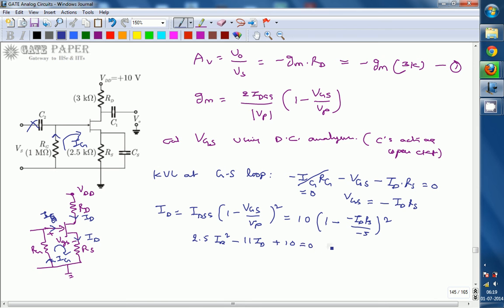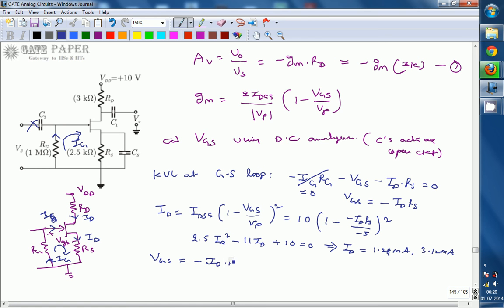By using the quadratic formula, minus b plus or minus square root of b square minus 4ac by 2a, you can calculate the ID values. ID values come out as 1.28 milliamperes and 3.12 milliamperes. Out of these two values, which value do you have to choose? For that, calculate VGS. VGS is equal to minus ID times RS.